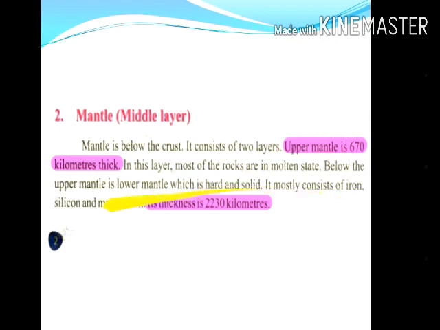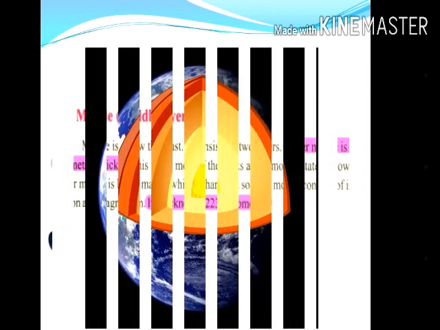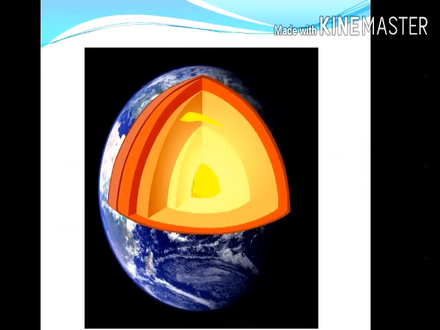Below the upper mantle is lower mantle, which is hard and solid. It consists of iron, silicon and magnesium. You can see this has the same composition as the oceanic crust. Oceanic crust also has iron, silicon and magnesium. The thickness of lower mantle is 2230 km. Here you can see these orange colored parts are mantle, the outer part and the inner part.